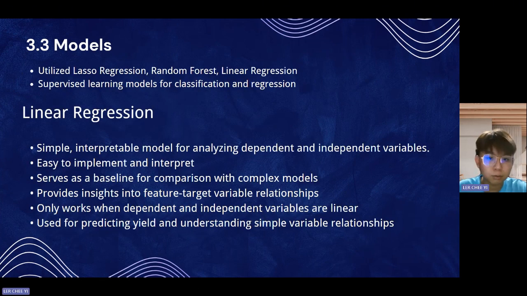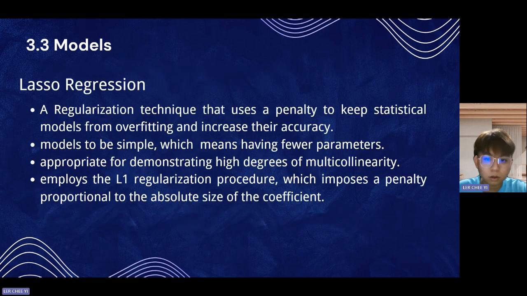Next is 3.3 model. Linear regression is a simple, interpretable model for analyzing relationships between variables. It's easy to implement and serves as a baseline for comparing more complex models. It helps us understand how features influence our target variable, but works best with linear relationships. Lasso regression is simple and effective for linear relationships, especially when dealing with multiple independent variables. It's easy to implement and interpret, making it a valuable tool in our analysis.